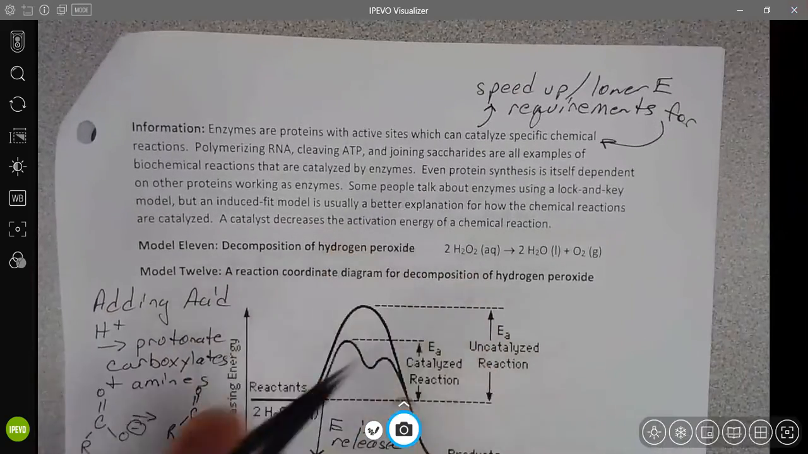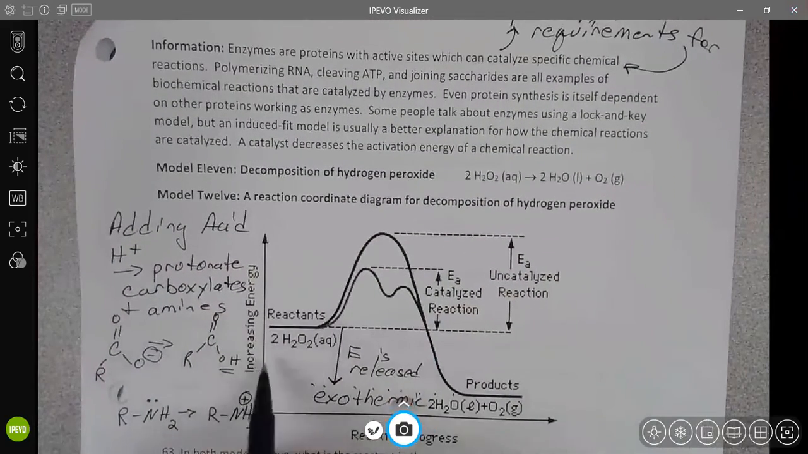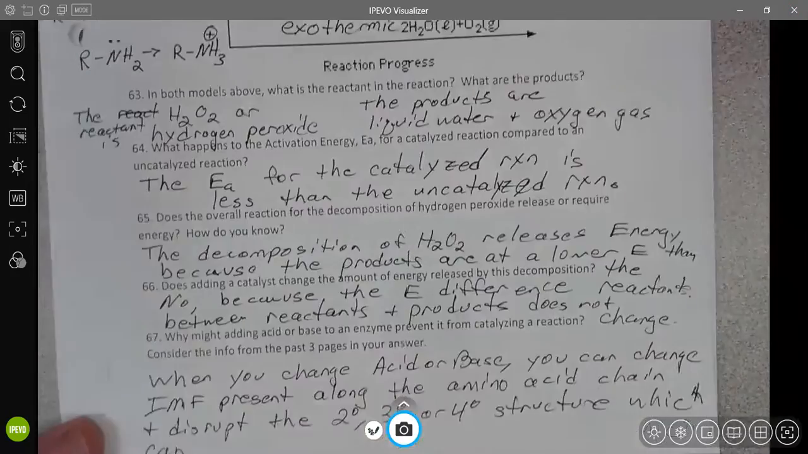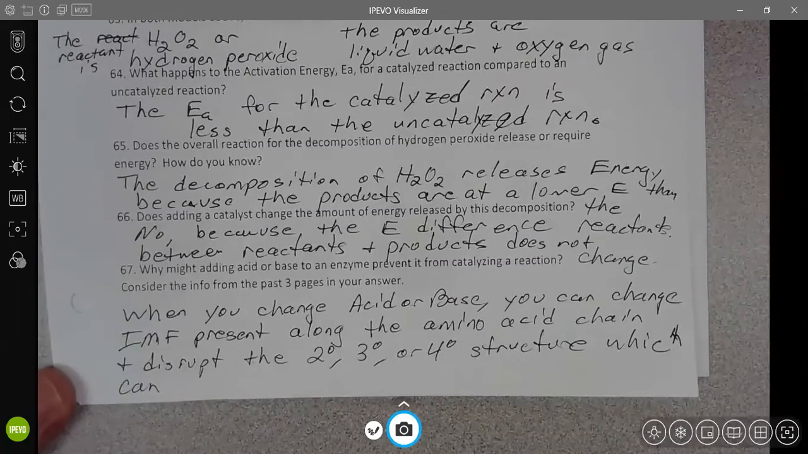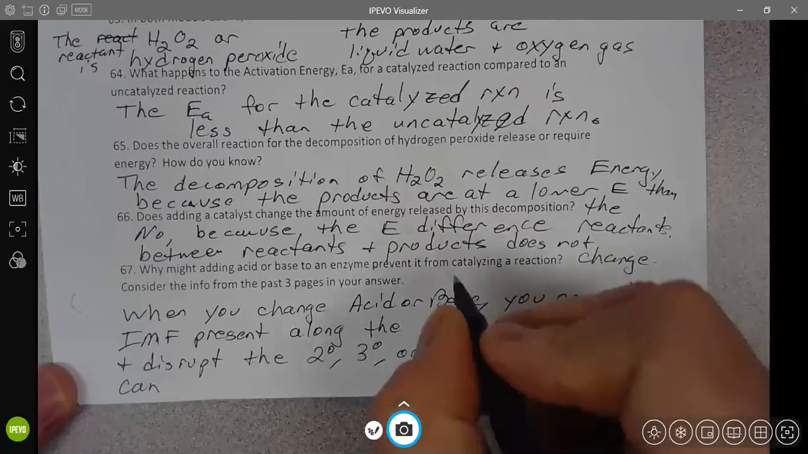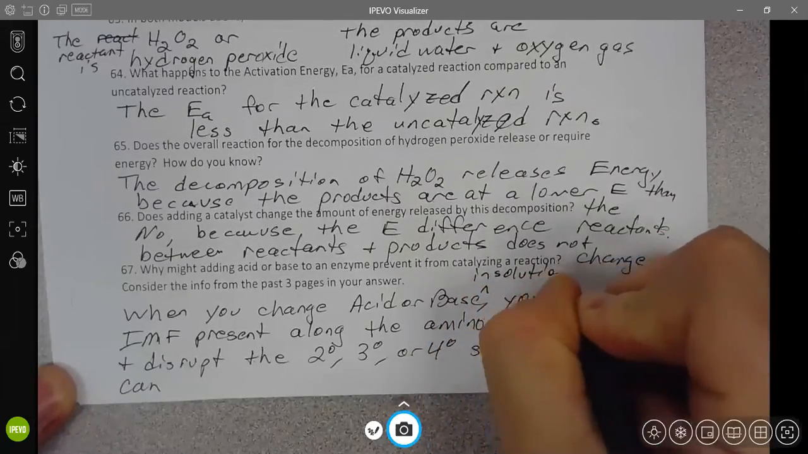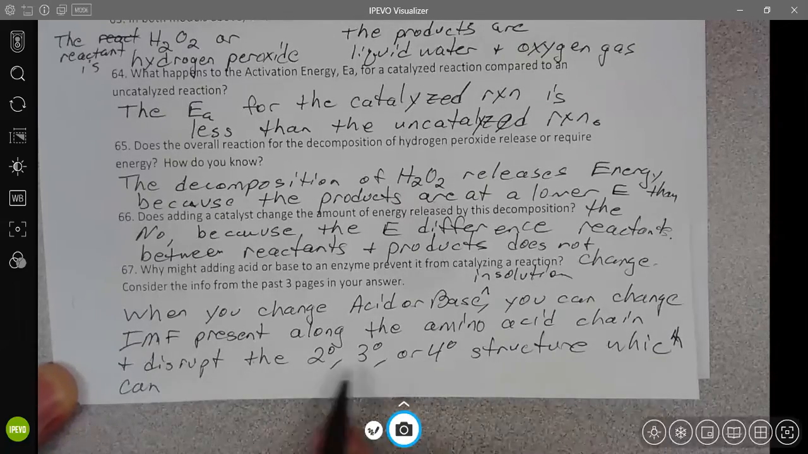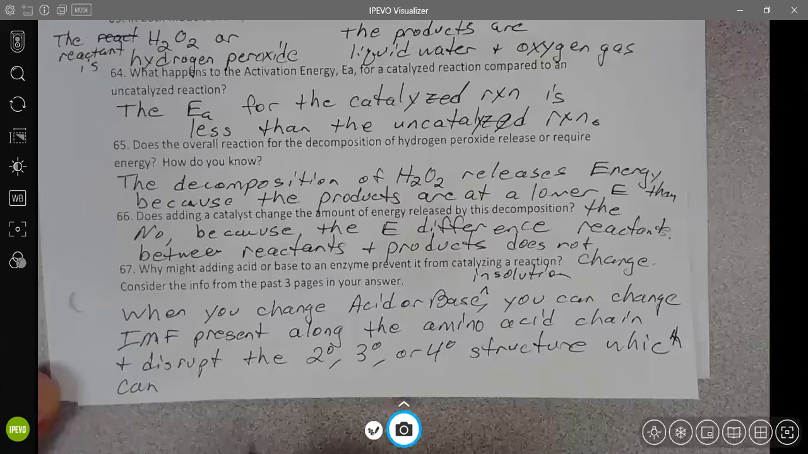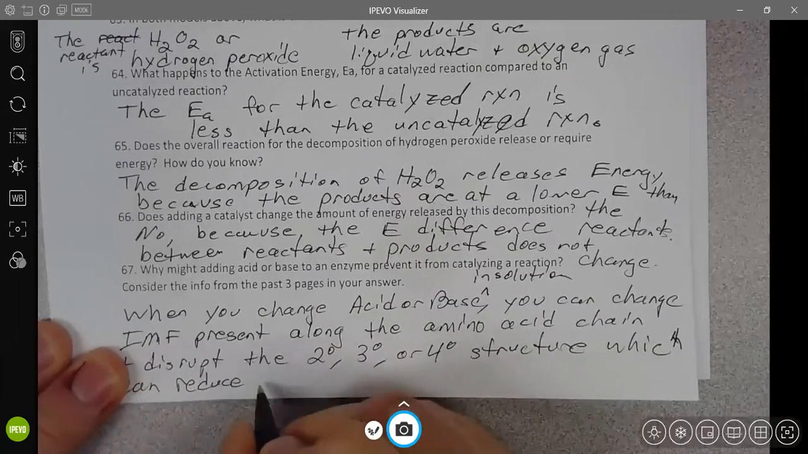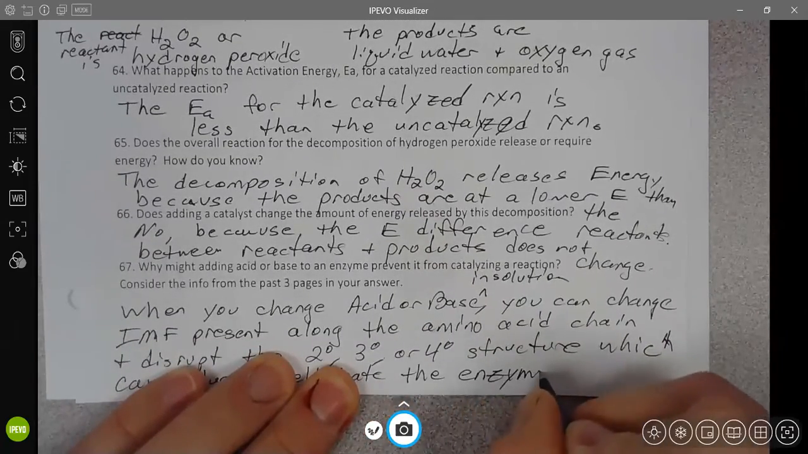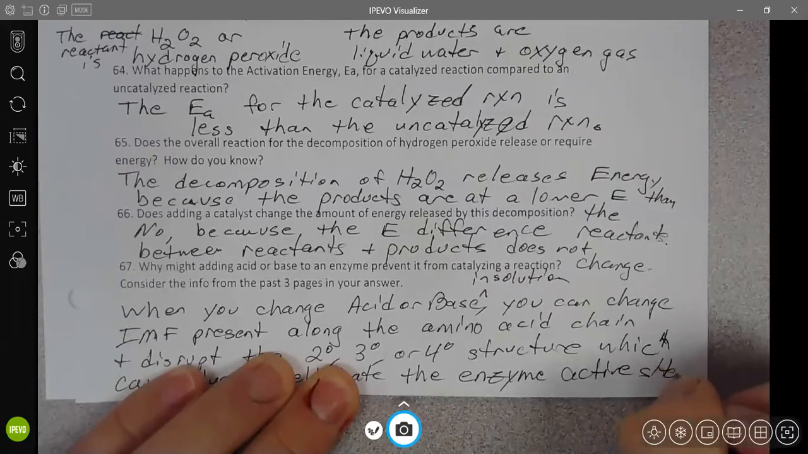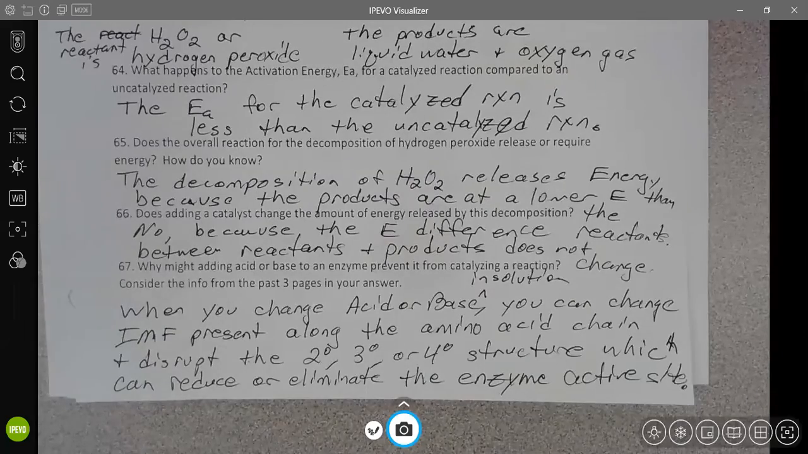So these active sites typically have multiple roles where they're responsible for both holding on to a molecule and they are responsible for adding something or taking something away from that molecule. And so if you change that active site so that it can't serve all of those purposes anymore, then it's not going to be as good at catalyzing a reaction, or it might not even be able to catalyze the reaction. So when you change acid base in solution, you can change the intermolecular forces present along the amino acid chain and disrupt the secondary, tertiary, or quaternary structure, which can reduce or eliminate the enzyme active site. And without that active site, that protein, that enzyme, will not be able to catalyze a reaction.